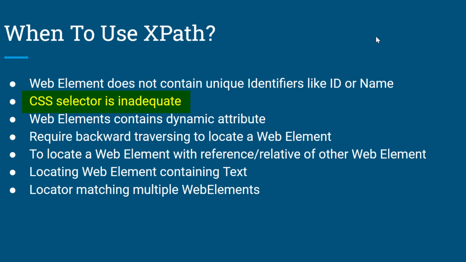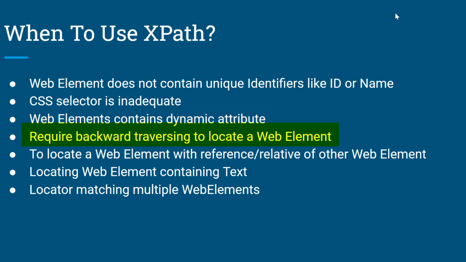Also, if your element contains some text and you want to locate the web element using those text values, then we cannot use CSS. So when your web element does not contain ID or name and CSS is not able to locate the web element, then it is a better option to use XPath. When a web element contains a dynamic attribute, your web element may contain some attribute whose values are dynamic, or they may contain some pattern, like it starts with some specific value or it contains some specific value. So in those cases, XPath might be useful.